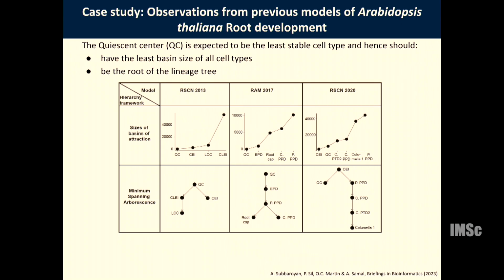So when you build the model, you are trying to capture some properties. Was this property of relative stability accounted for? To investigate that, what we did is that Alvarez-Buylla's group since 2010 had built 3 other models over the years, which had increasing complexity and more nodes. So what you see is that their 13 model, like their 9 model, actually complied with the known relative stability, where the quiescent center is the least stable. You look at the sizes of the basin of attraction or the minimum spanning arborescence, the lineage that we inferred. But their latest model in 2020, if you see, no longer had that property.